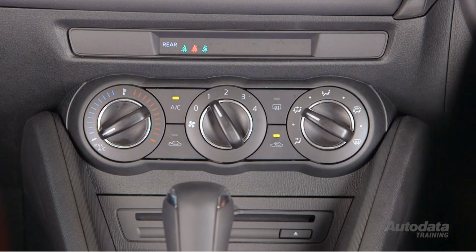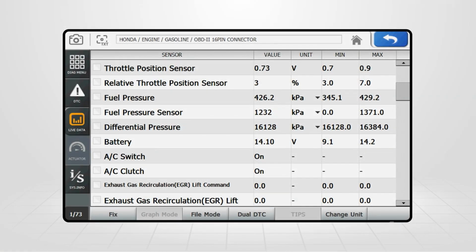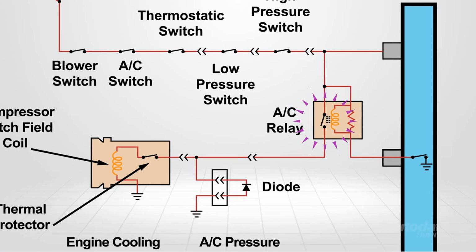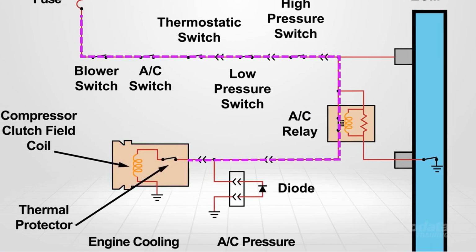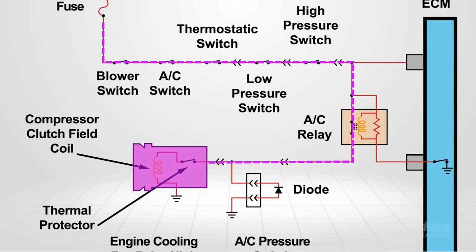When the AC switch is pressed, the climate control or HVAC module sends a request message to the ECM via serial data. If all the sensor input conditions are met, the ECM then grounds the air conditioning compressor clutch relay coil control circuit. This closes the contacts within the relay. Voltage is now sent to the compressor clutch coil.